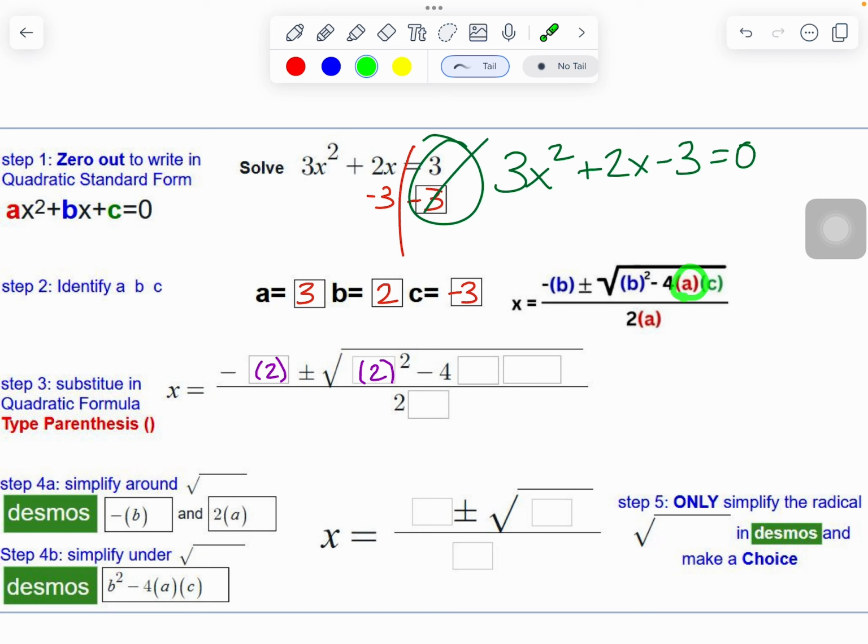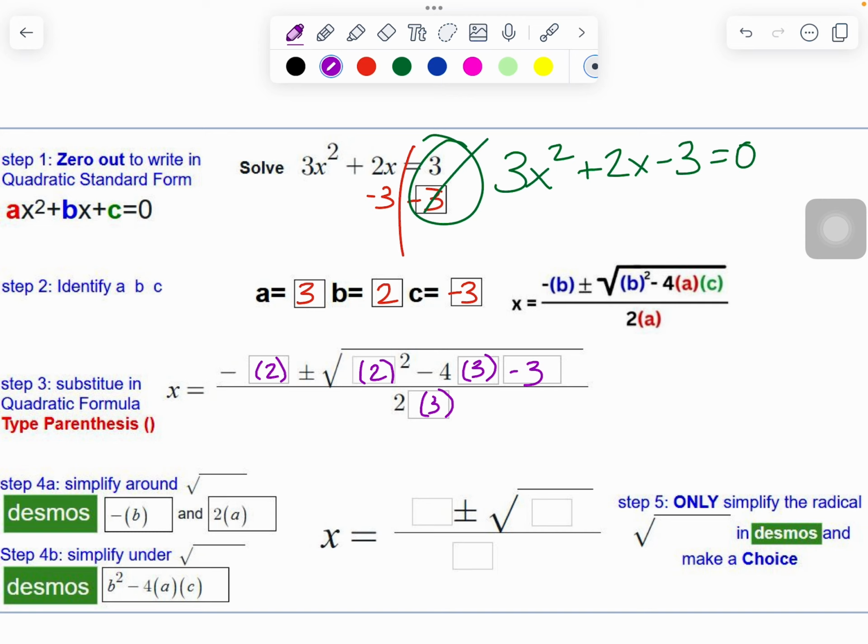Next we have A, and we have an A down here. So I'm going to do both of those at the same time. I'm going to put an A in the top and on the bottom. I'm going to put a 3 in parentheses. So parentheses 3, parentheses 3. And then my last number here at the end of that square root is C, and that is a negative 3.